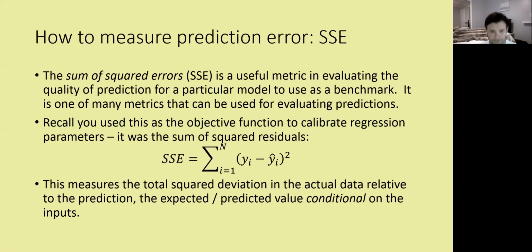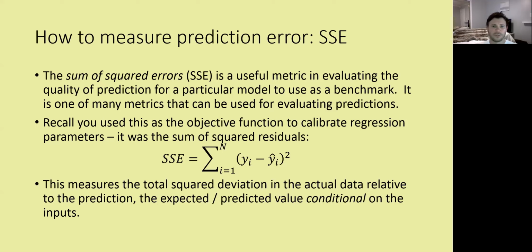This measure, again, is the total squared deviation in the actual data relative to the prediction. It is the expected or predicted value conditional on the inputs, right? We're measuring the expected or predicted value, y hat, relative to the actual value y. And again, y hat is calculated conditional on those x variables on the right-hand side of our regression.